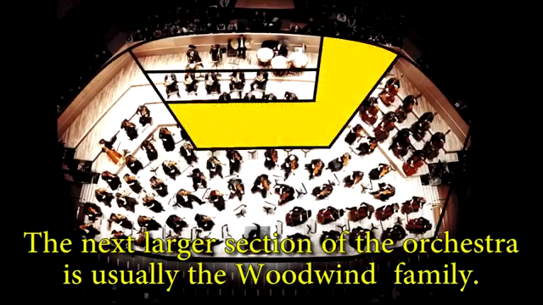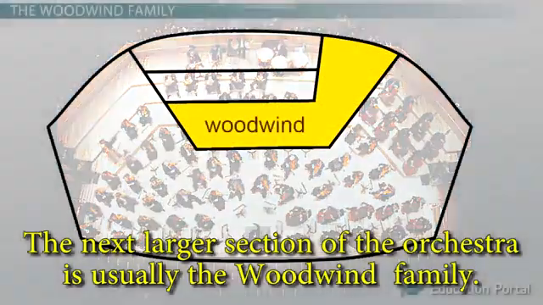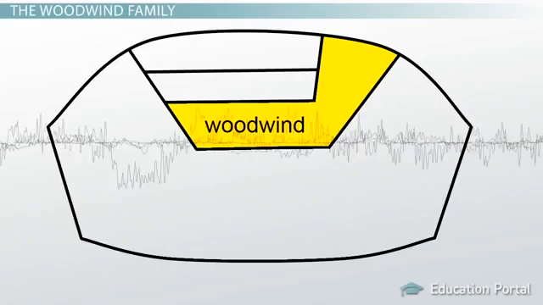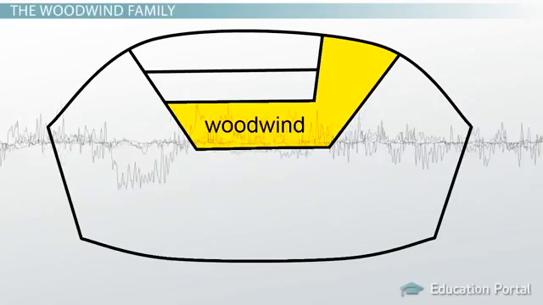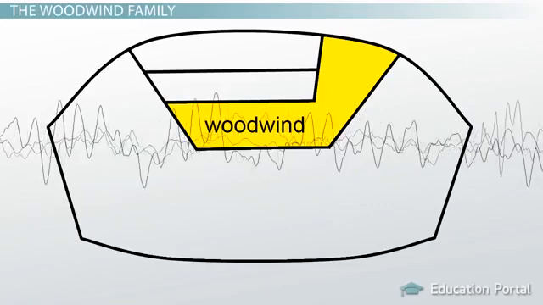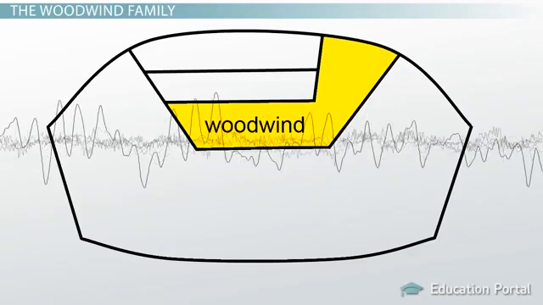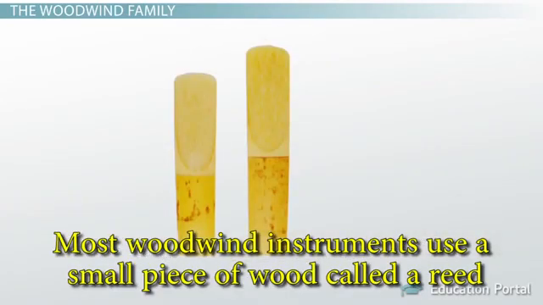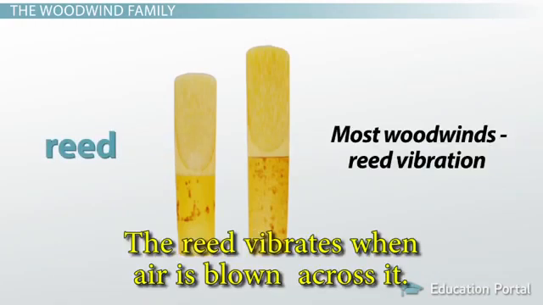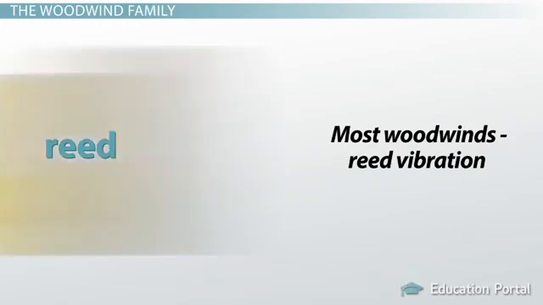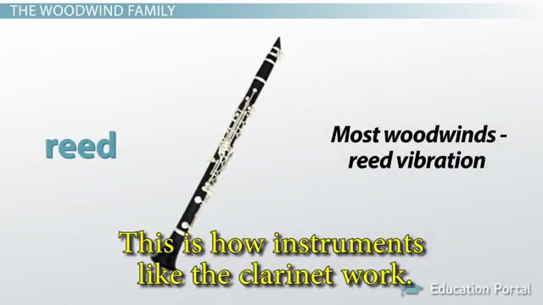The next largest section of the orchestra is usually the woodwind family. Most woodwind instruments use a small piece of wood called a reed to produce their vibration. The reed vibrates when air is blown across it. This is how instruments like the clarinet work.